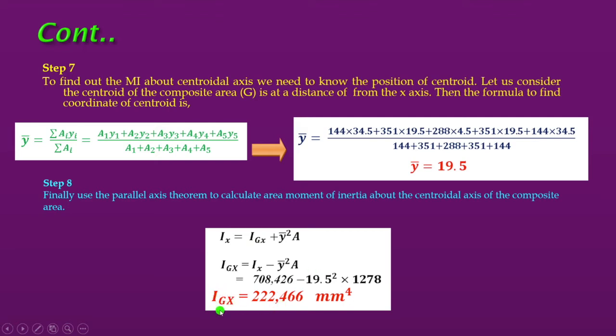So this is the moment of inertia of the entire section about the centroidal axis. Area moment of inertia of the entire section about the centroidal axis. And this is our desired answer.